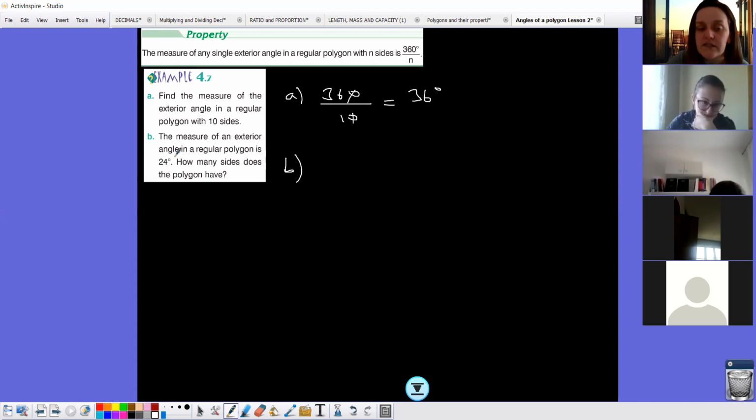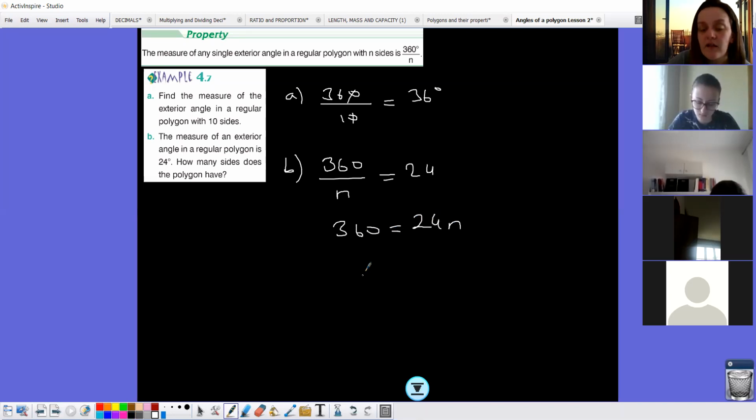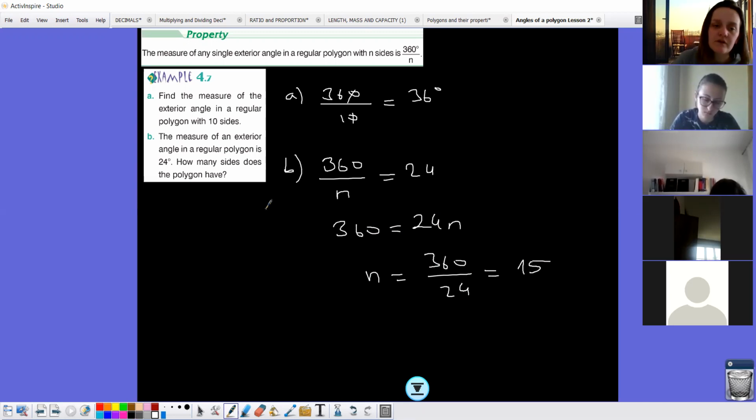And in B, it says the measure of an exterior angle in a regular polygon is 24 degrees. How many sides does the polygon have? So 360 over n is equal to 24. Then 360 is equal to 24n. Then n is equal to 360 over 24, which is 15. So this polygon has 15 sides.